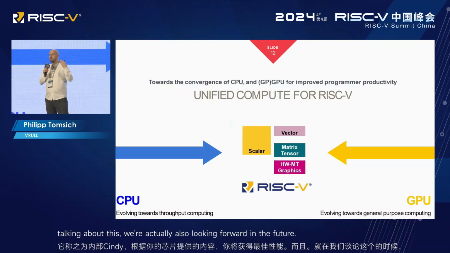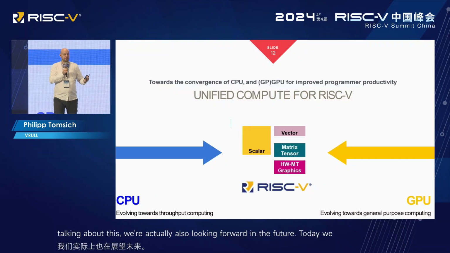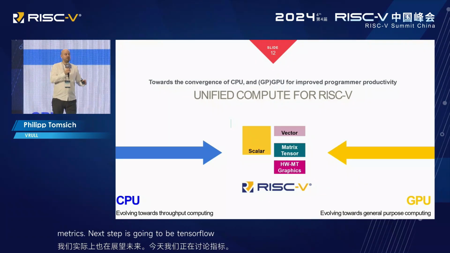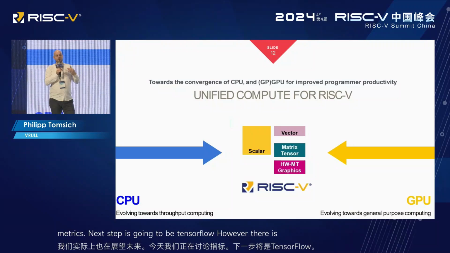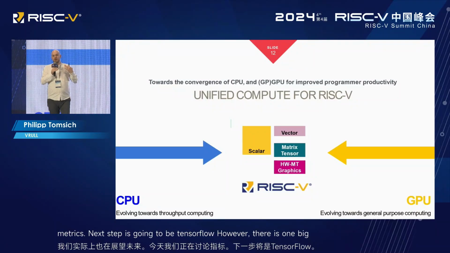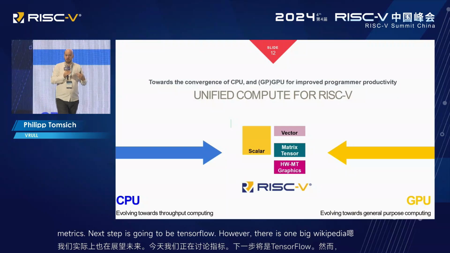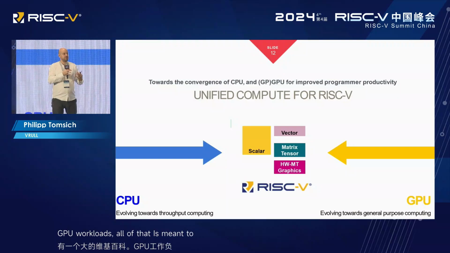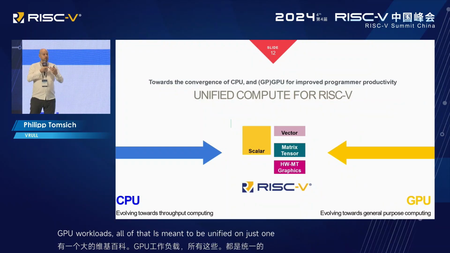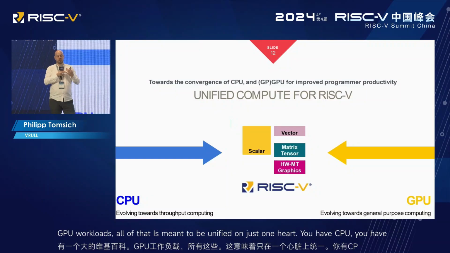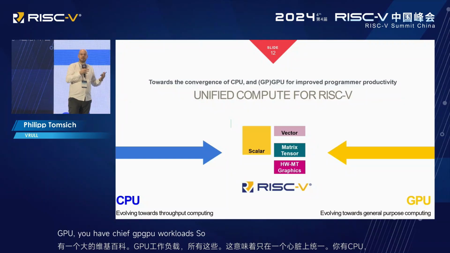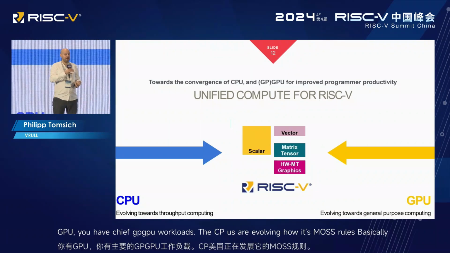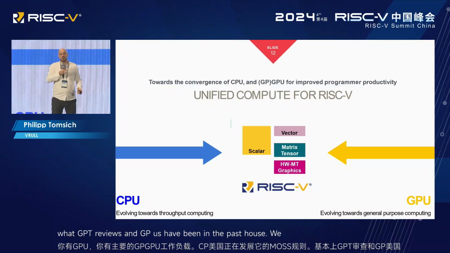And as we're talking about this, we're actually also looking forward at the future. So today we are addressing matrix. Next step is going to be tensor. However, there is one big convergence going to happen. CPU and GPU workloads, all of that is meant to be unified on just one hardware. So the CPUs are evolving towards more throughput, basically where GPUs have been in the past. We have vectors, wider vectors, many core.